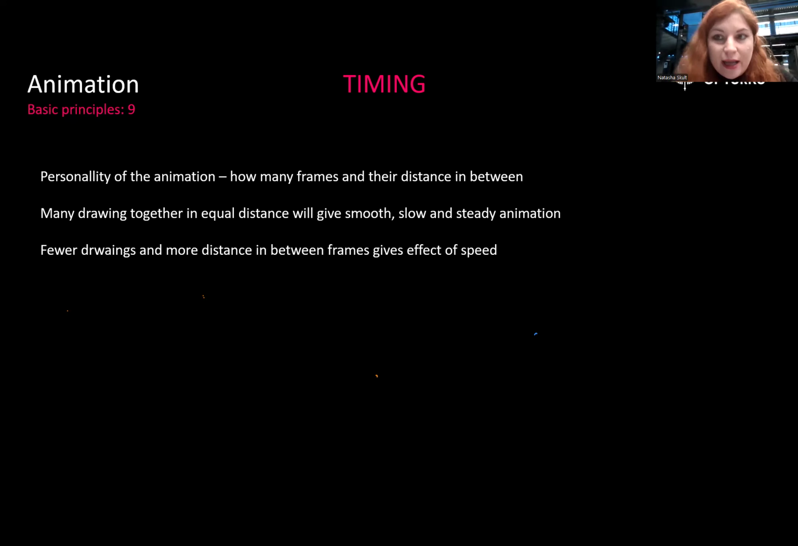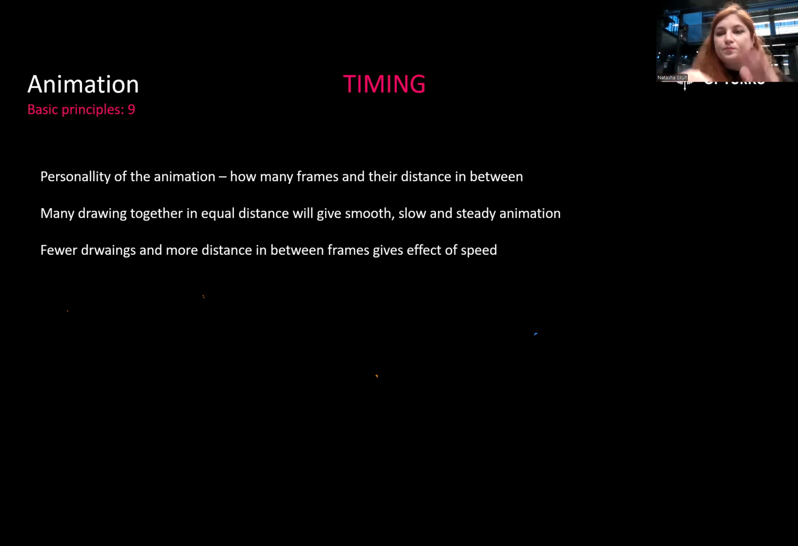So basically frames. First of all, how many frames do you have? What is the distance between them? That's kind of the timing in a way. And also where you want to maybe completely cut something off and so on. Many drawings together, so many frames together in equal distances will give you smooth, slow and steady, repeatable animation. That's basically what it is.